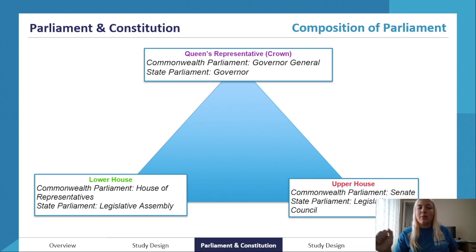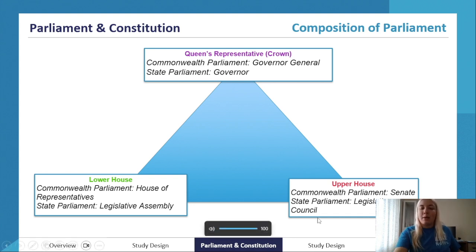But another protection that we have in place is that bills, in order to become law, must pass through both houses of parliament and attain more than 50% of votes in both houses. So even that bill that has been approved will go to the upper house next, and you need to really know these terms. At Commonwealth Parliament level, this is the Senate, and at state parliament level, this is the Legislative Council.